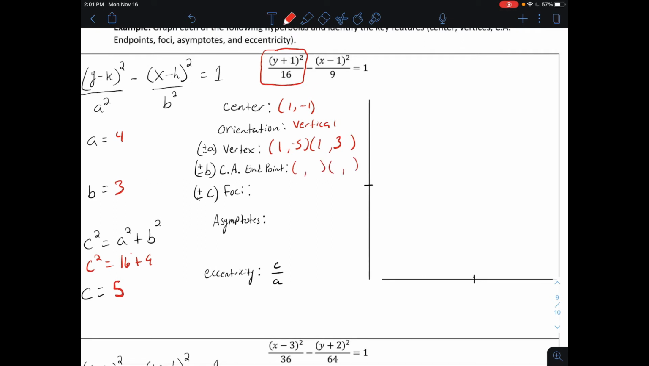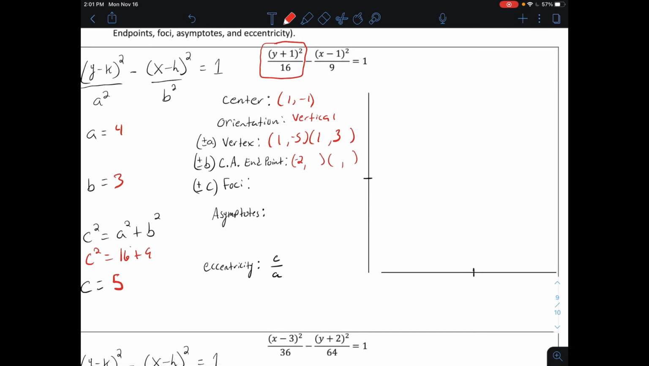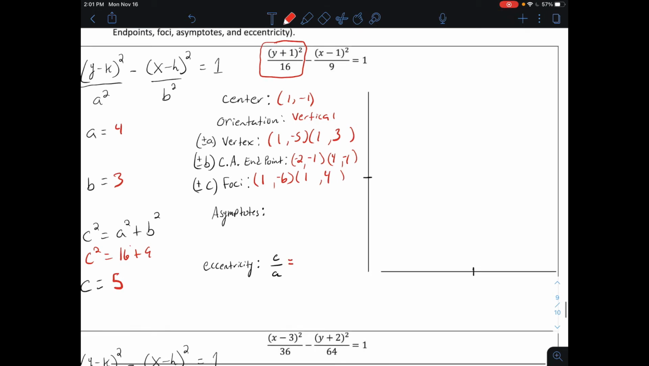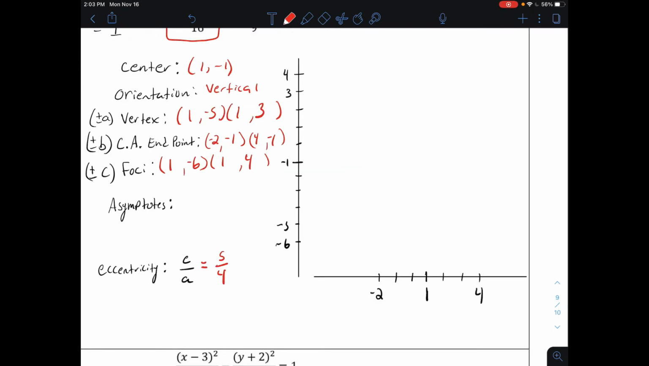And so we'd have a conjugate axis endpoint at -2, -1, and we have a conjugate axis endpoint at 4, -1. And then our foci are going to be in the same direction as our vertices are, so they would lie above and below our center, just like our vertices were. So we'd have 1 comma -1 minus 5, which is -6, and then 1 comma -1 plus 5, which is positive 4. I skipped the asymptotes for last, and we have our eccentricity, which would be C over A, so 5 over 4. Notice our eccentricity is bigger than 1. It's supposed to be.